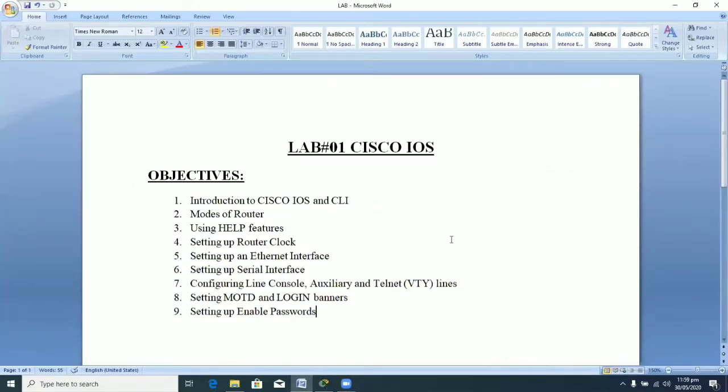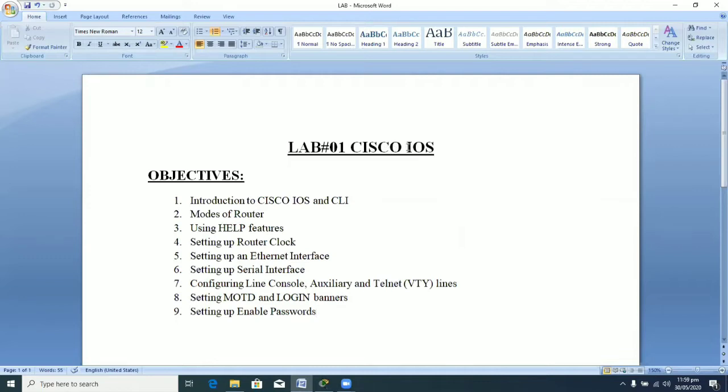So starting our today's lab, and our today's lab is related to the Cisco IOS. IOS is basically the Internetwork Operating System. It's just like an operating system related to the Cisco devices. If you talk about the Huawei devices, then in Huawei you have the VRP platform, Versatile Routing Platform. So this is basically the operating system of Cisco devices.